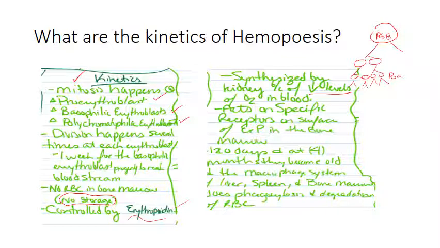So in case you go to an area where there's not a lot of oxygen or you are oxygen deprived, then you're going to be producing more erythropoietin in order to increase red blood cell production in the bone marrow. Again, this acts on specific receptors on the surface of the erythrocyte progenitor cell in the bone marrow, and the cell lasts for 120 days. At 4 months, they become old, and the macrophage system within the liver, the spleen, and the bone marrow does phagocytosis and degradation of the red blood cell. The bone marrow does some degradation, but for the most part, liver and spleen are 1 and 2, not necessarily in that order. Usually it's the spleen that takes care of most of it.